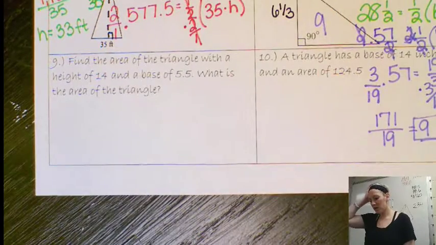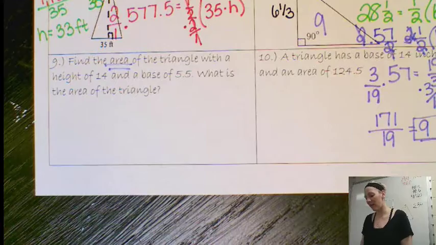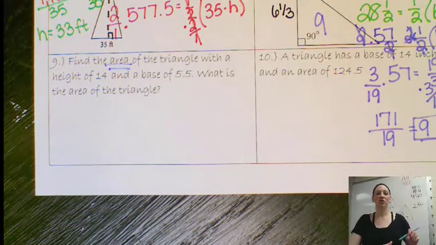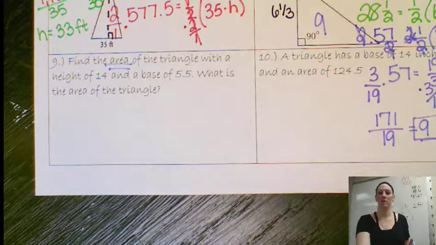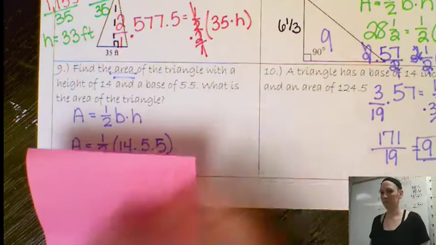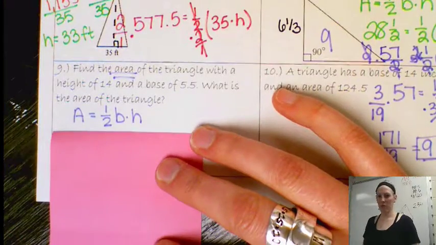Find the area of the triangle with a height of 14 and a base of 5.5. What is the area of the triangle? Right now, I would like you to pause the video and try this one out. Pause, try it out. Hopefully you tried it out. I'm going to just work it with you really quick.